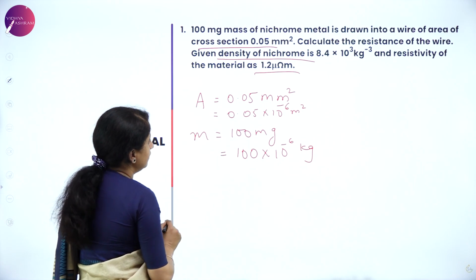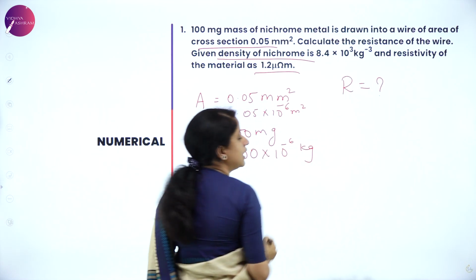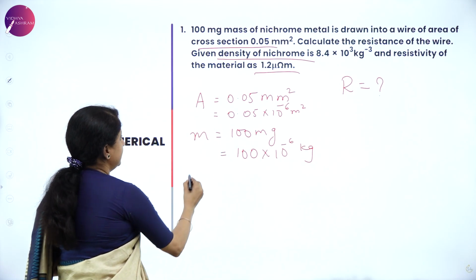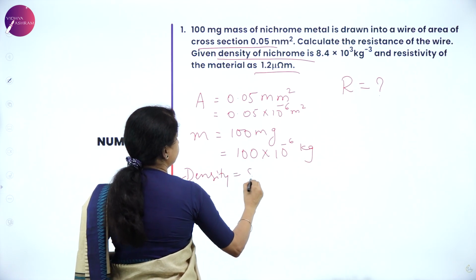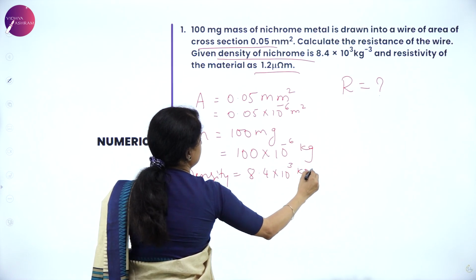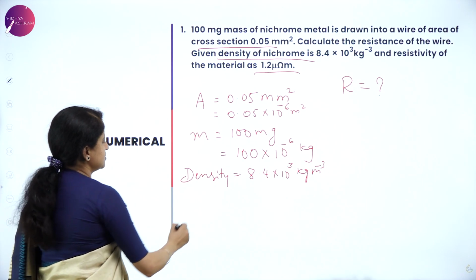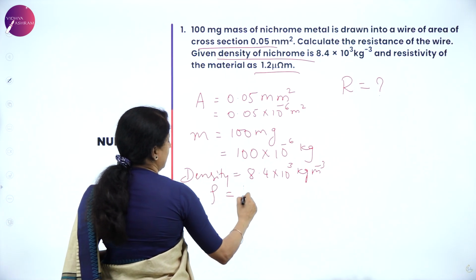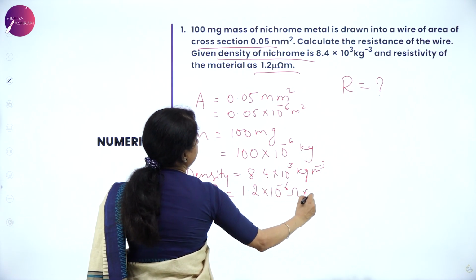Now we have to calculate what? We have to calculate the resistance of the wire, R we have to calculate, and it is also given that the density of the nichrome is 8.4 into 10 power 3 kg per meter cube. The resistivity of the material is also given. Resistivity of material is denoted by rho, which is 1.2 into 10 power minus 6 ohm meter.